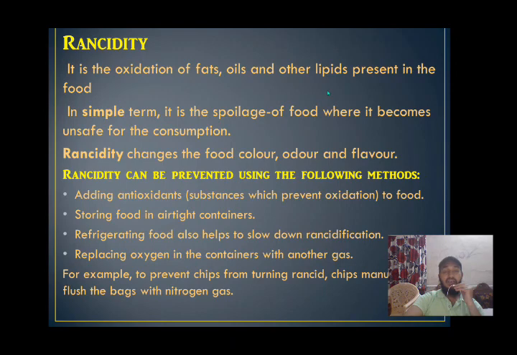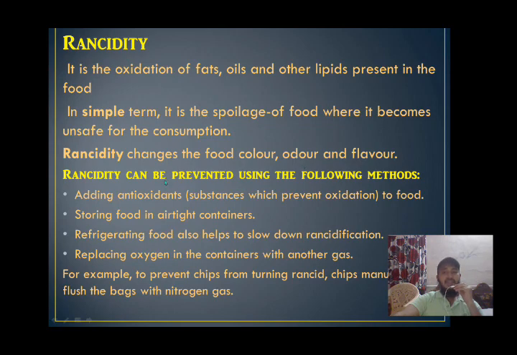Next our topic is rancidity. Rancidity is the oxidation of fat, oils and other lipids present in the food, or in simple terms, it is the spoilage of food where it becomes unsafe for consumption. Due to the presence of fat, oils and other lipids in the food, they get oxidized, and due to this oxygen the food gets spoiled and gives a bad odor. So it becomes useless for eating, or unsafe for consumption. Rancidity changes the food color, odor and flavor.